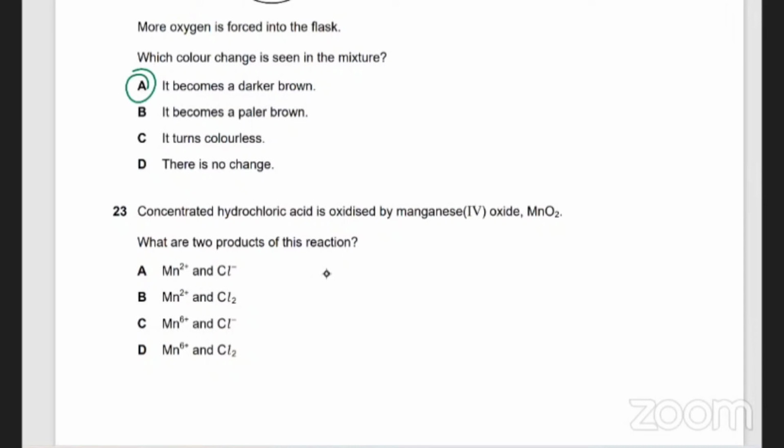Yep. So MnO2 oxidizes HCl. Remember, oxidizes, ठीक है. MnO2 oxidizes, ठीक है. इसका मतलब क्या है? इसका मतलब ये कि MnO2 oxidizes HCl, right? So that means, oxidation का क्या मतलब है? Oxidation का मतलब है loses electrons, right?